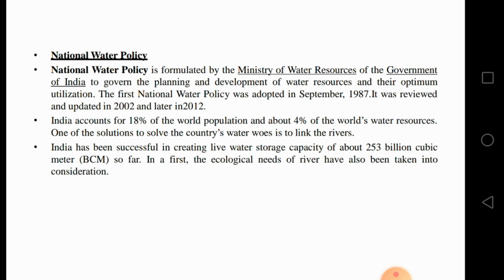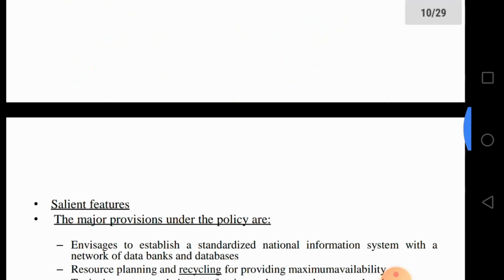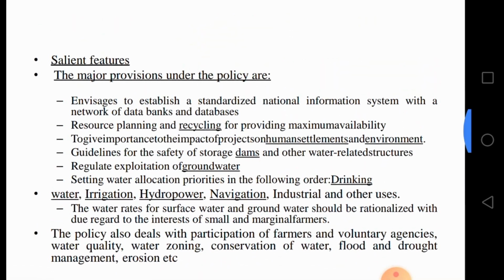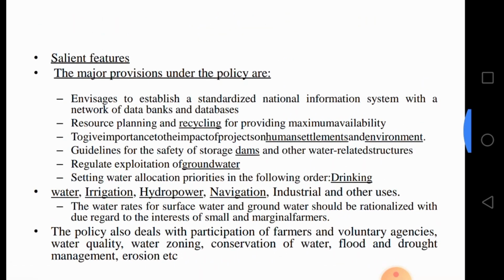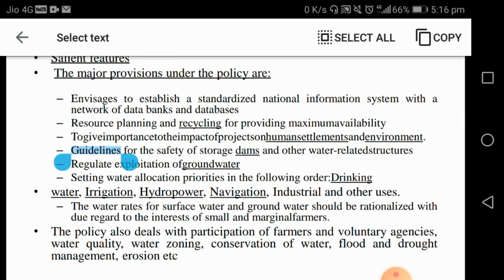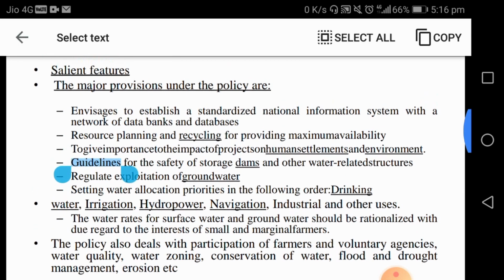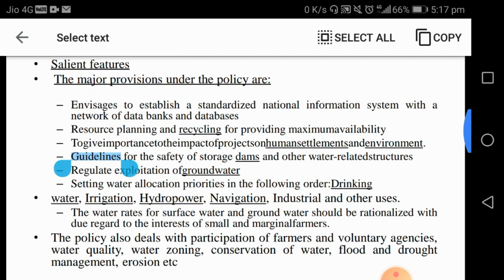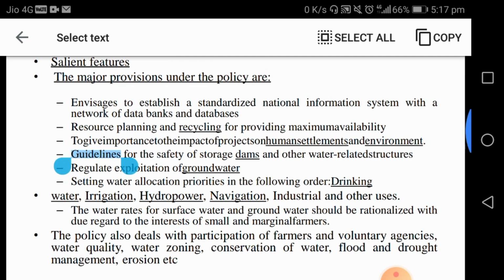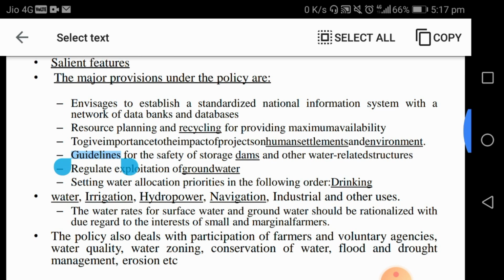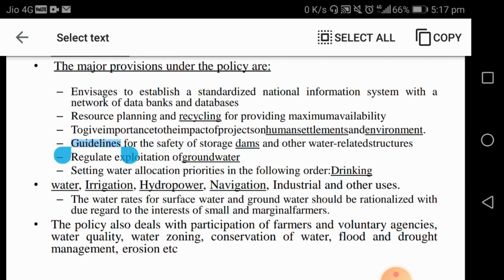Next we'll go to the salient features of the water policy. What are the salient features? The National Water Policy of 2012 has these salient features: water is a prime natural resource, a basic human need, and a precious national asset. Planning, development, and management of water resources need to be governed by national perspectives. There is a need to draft a national water framework law.